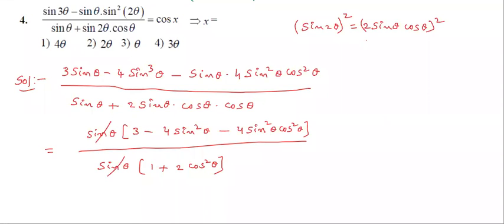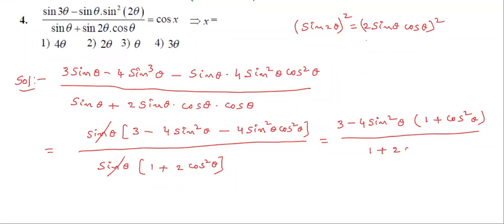Okay, sine theta is cancelled. Now how to do the remaining? That is important. So numerator 3 minus. In both the terms, take the common 4 sine square theta. What is remaining, students? Tell me. 1 plus cos square theta. And go to the denominator. What happened? 1 plus 2 cos square theta. Then how to calculate the remaining?